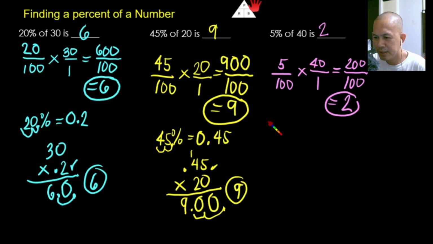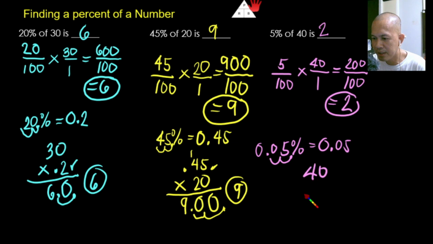Then the last way, we're going to do changing 5% into a decimal. So moving 2 places, going to the left. So it gives us 0.05. Multiplying that to 40, so 0.05. 5 times 0, it's 0. 5 times 4, it's 20. So we have 2 decimal places here. Going to move 2 places going to the left, it gives us the answer of 2.